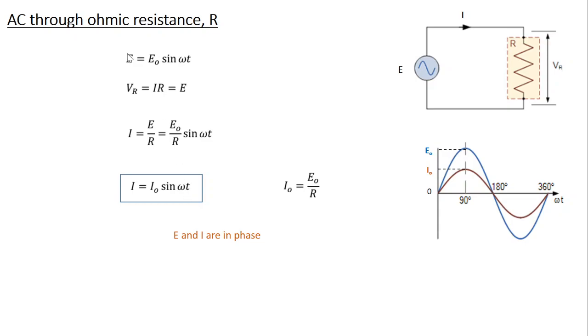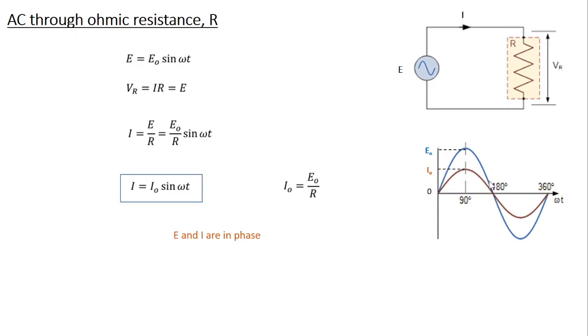Let's plot voltage and current as a function of the phase omega t. So the blue line is the voltage and the red line is the current. So you can see when omega t equal to 0, sine 0 equal to 0. So both start at the 0 position. This is the origin, and it gradually increases at omega t equal to 90 degrees, sine equal to 1. So voltage reaches the peak value E naught, current reaches the peak value I naught.